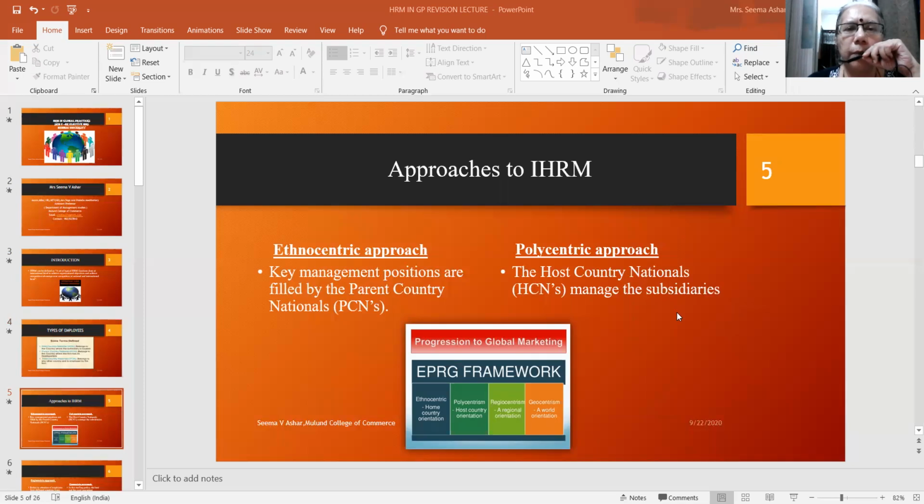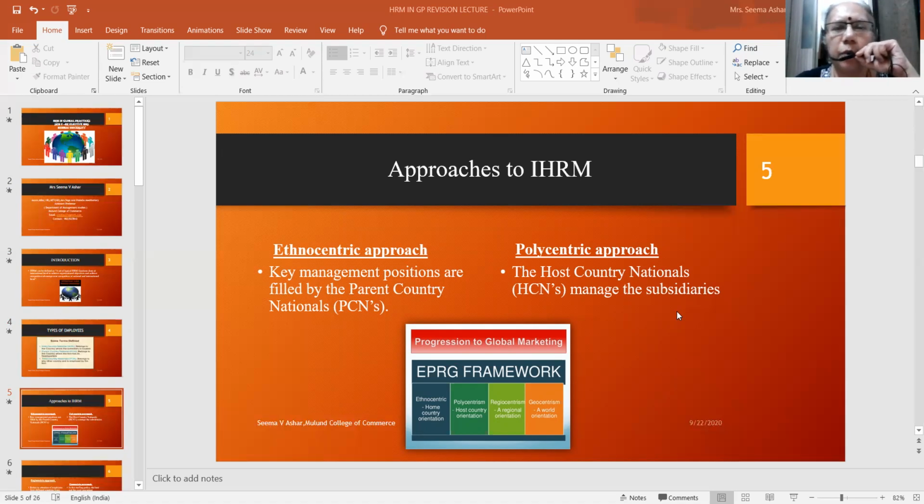You also need to remember these four approaches to IHRM very clearly. The first approach is called the ethnocentric approach. The ethnocentric approach is the approach where the parent country, that is the country of origin of the business, whatever policies are followed in the parent country will have to be followed by all the subsidiaries throughout the world, wherever it has its business. That approach is called the ethnocentric approach.